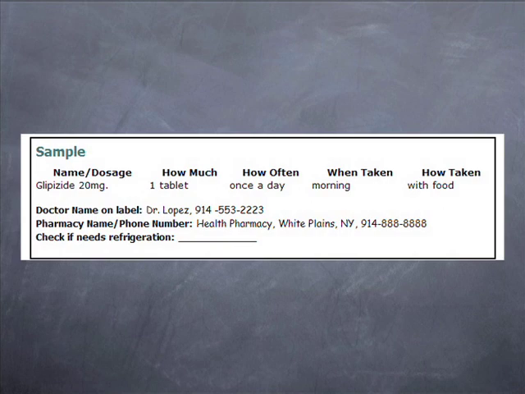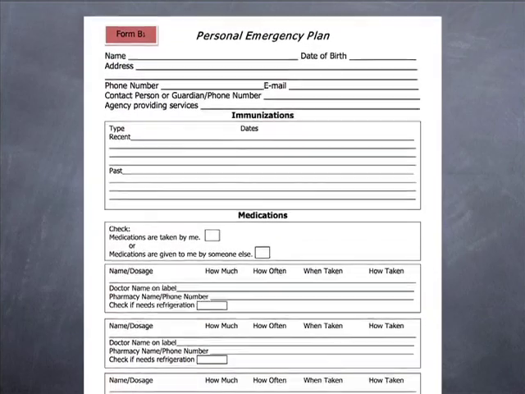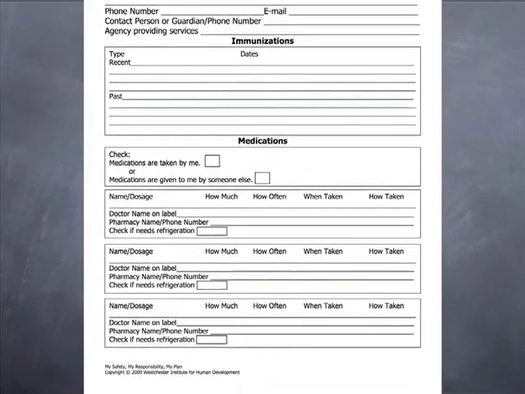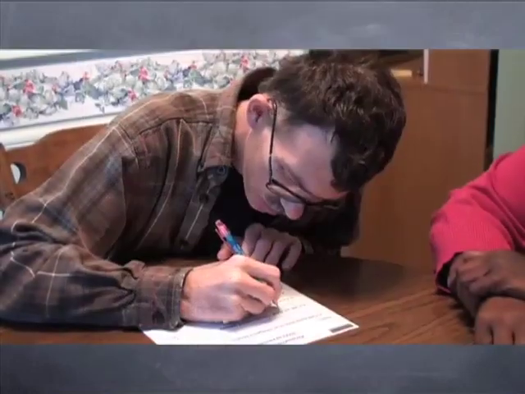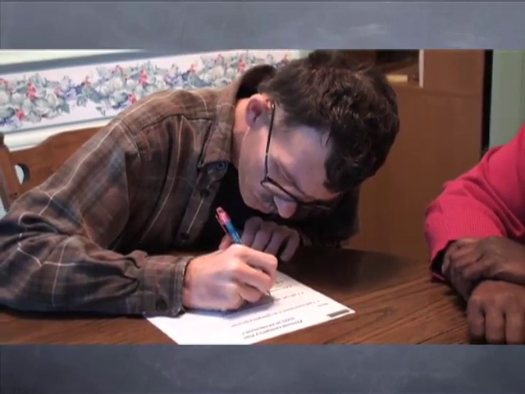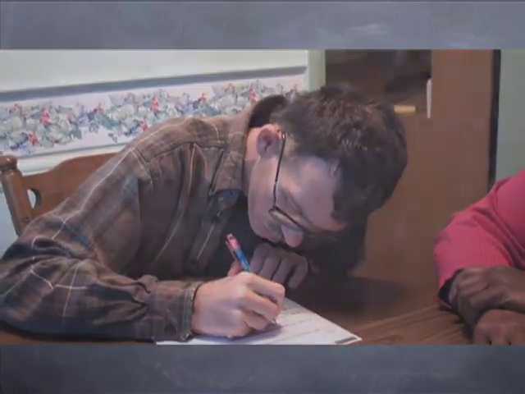Check if it needs to be refrigerated. Include the doctor's name and the pharmacy name and phone number. Look at the following example. Fill in one box for each medicine you take on Form B. If there is any information that you don't have now, you can write it in later after you print out the form.